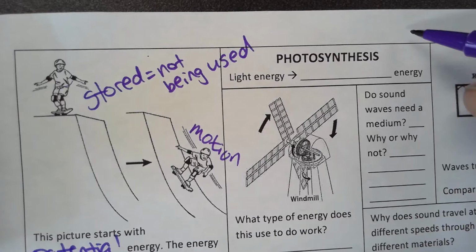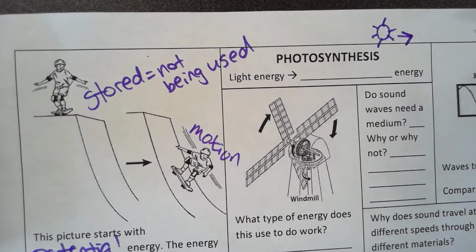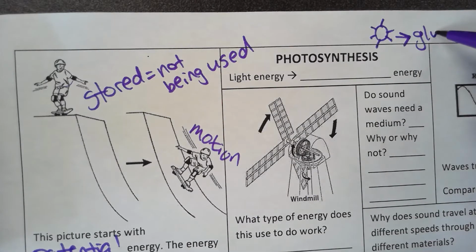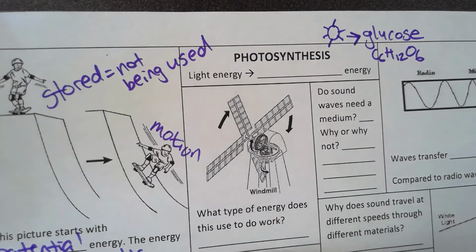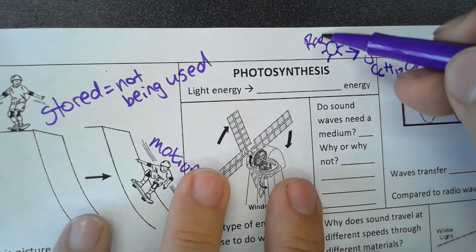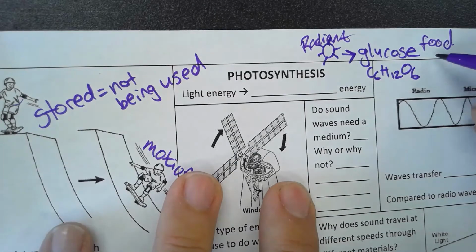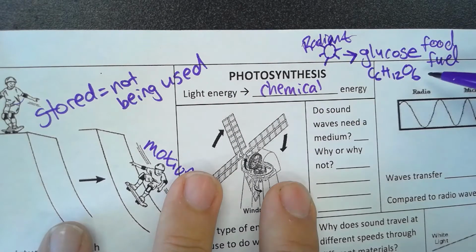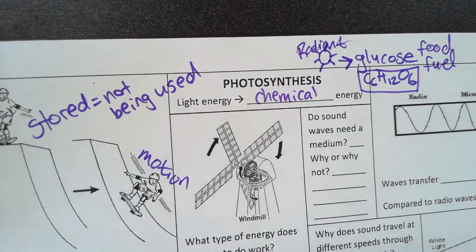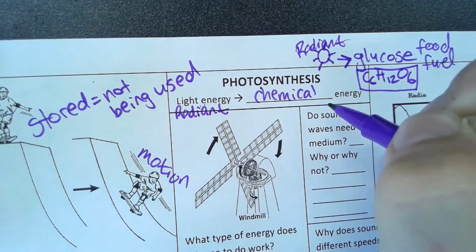Photosynthesis is how plants make food. So they take light energy from the sun and they make glucose, which is their food. Glucose has C6H12O6. So this is radiant energy or light energy, and it transforms into some type of food or some type of fuel, and we call that chemical energy. Chemical energy is the energy in bonds of atoms or food or fuel. So photosynthesis takes light or radiant energy and transforms it into chemical energy.